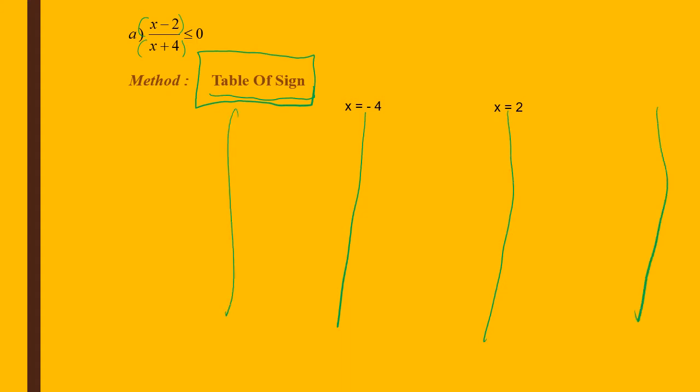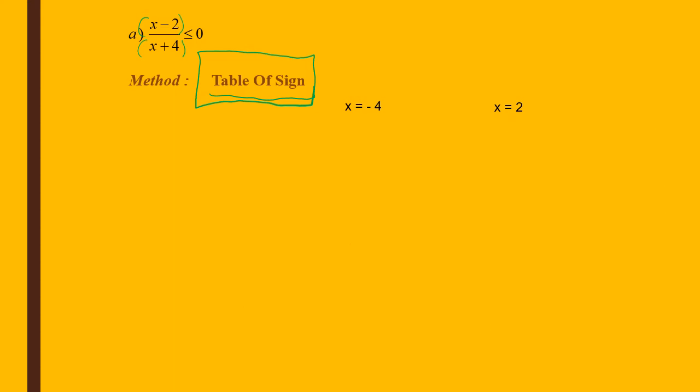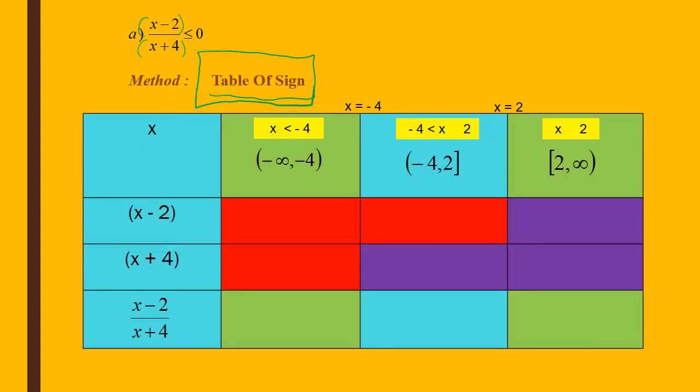First of all, as with the quadratic, we have to find the roots for these two linears. What are the roots? It should be x equal to negative 4 and x equal to 2. So we do the table of sign as with the quadratic. We have three intervals: less than negative 4, in between negative 4 and 2, and more than 2. Draw your table nicely. So we get x less than negative 4, x in between negative 4 and 2, and x more than or equal to 2.